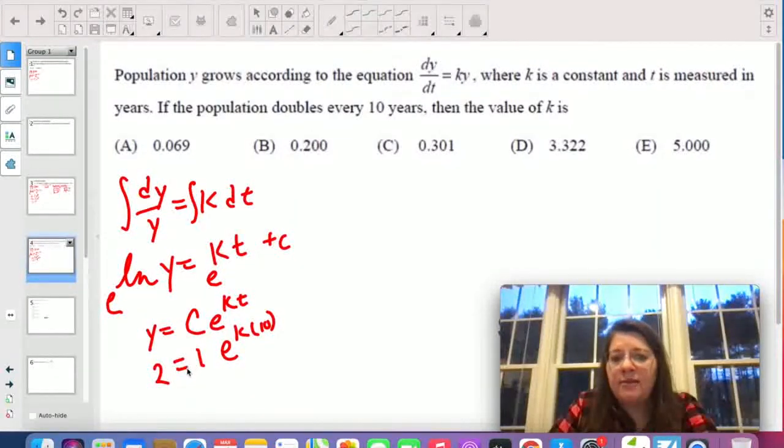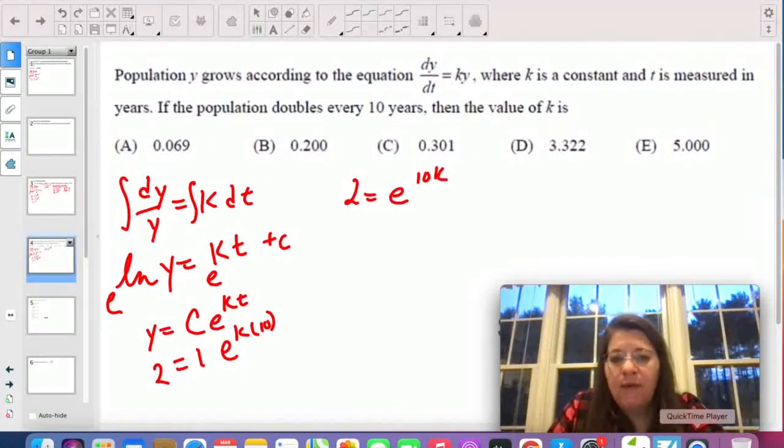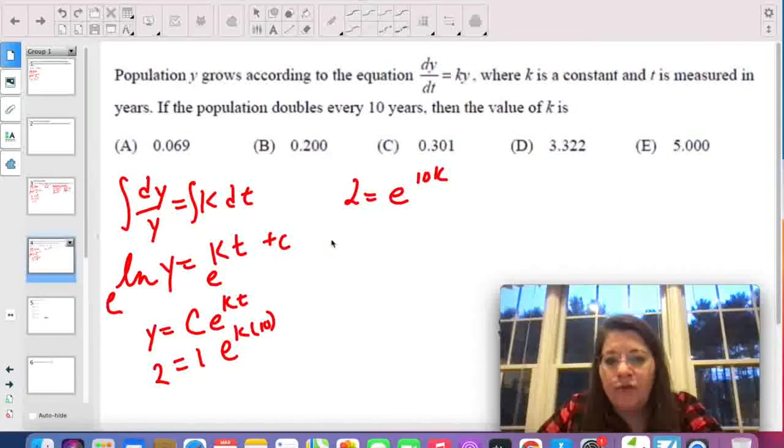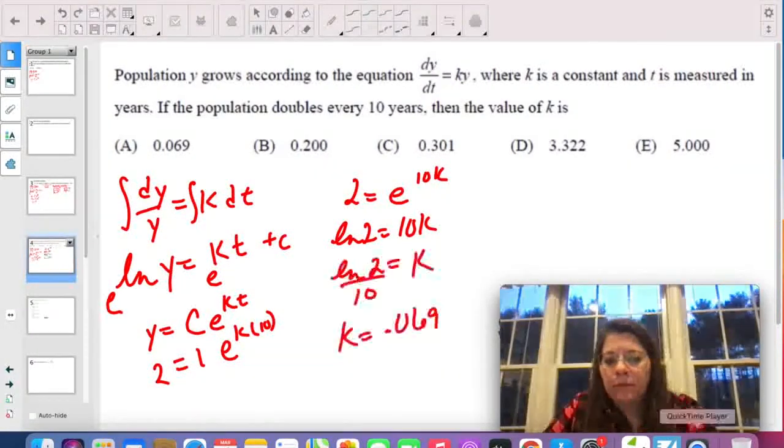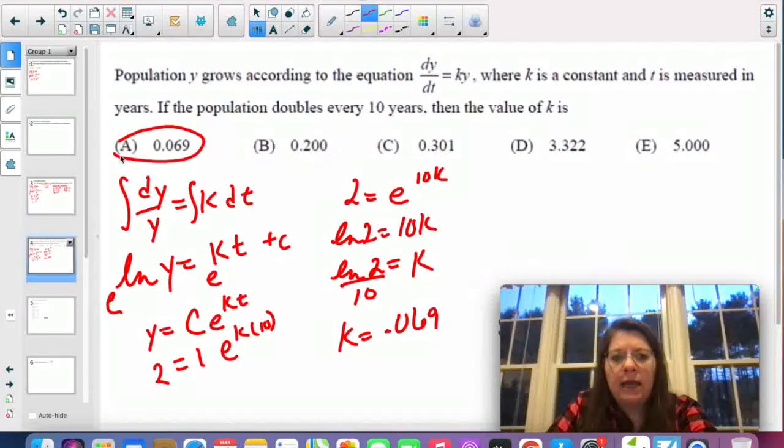And they're just asking us to find k. So if I do this, I will divide the 1 over. That gives me 2 equals e to the 10k. If I put a natural log in front, I'll have natural log of 2 equals 10k. And then to get my k value, I'm going to divide by 10. When I divide by 10, I end up with 0.069. Looking at that, A would be my answer.